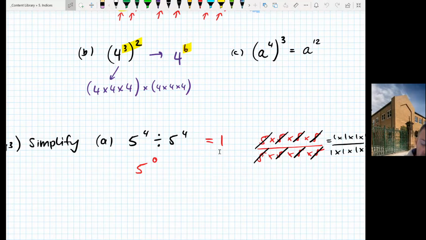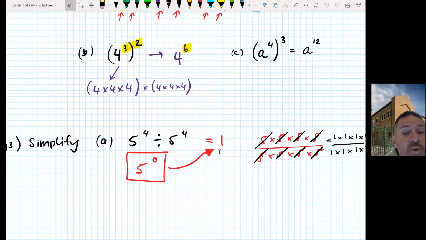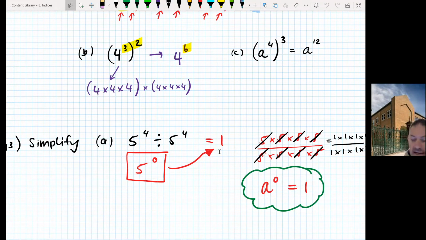And that's where we get this new little concept that any base to the power of 0 is always the same as 1. And that's why it happens. Because you're dividing it by itself, the answer is 1, which means you subtract the powers, we get 0. So this is the 4th law, and this is pretty much not the last index law we have, but certainly there's not many left. Anything to the power of 0 simply equals 1.